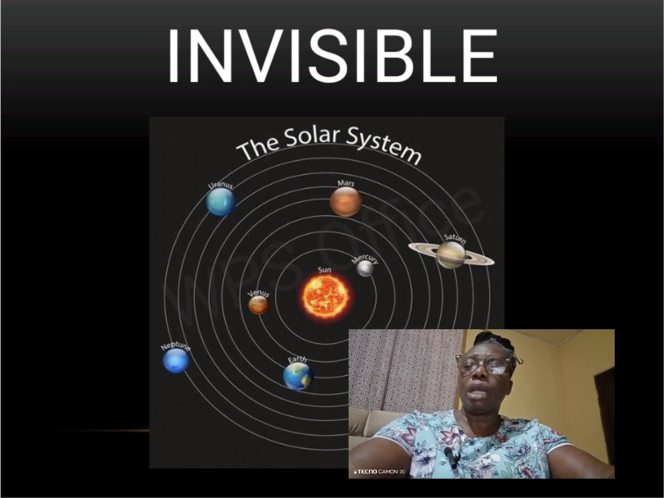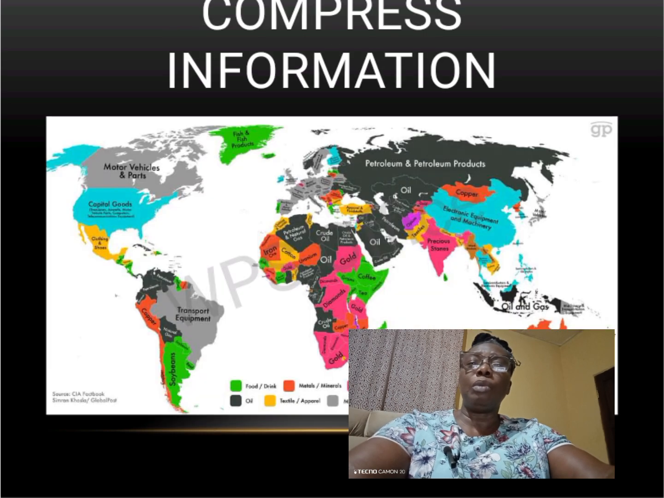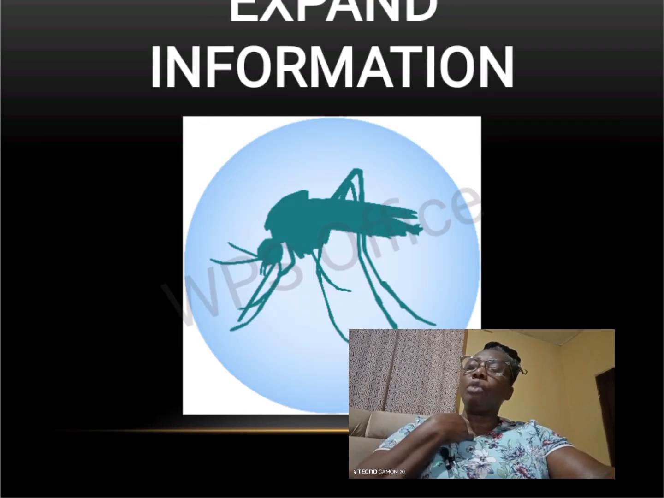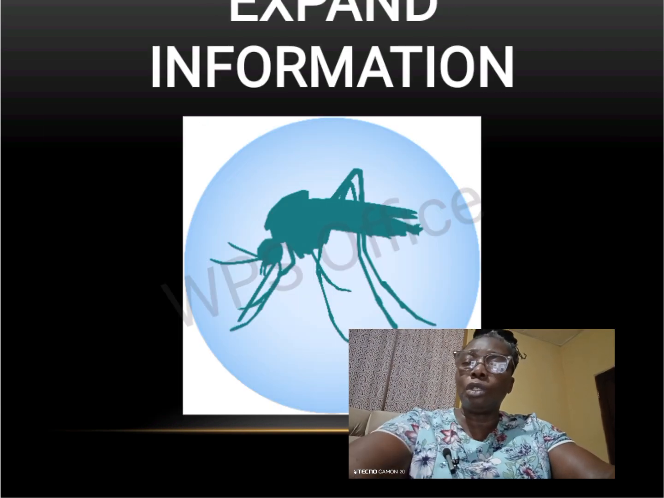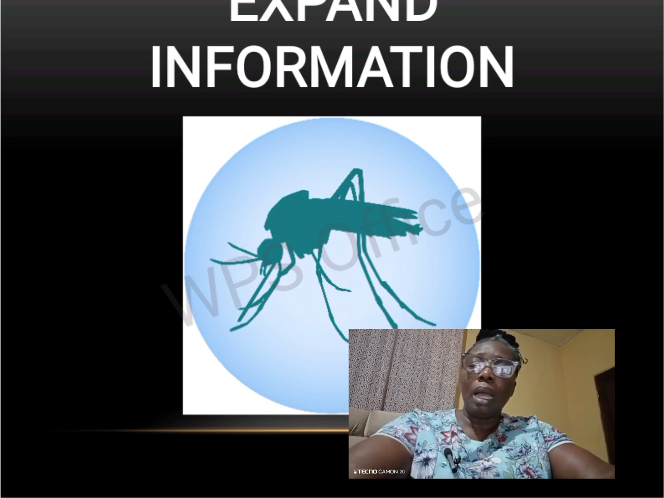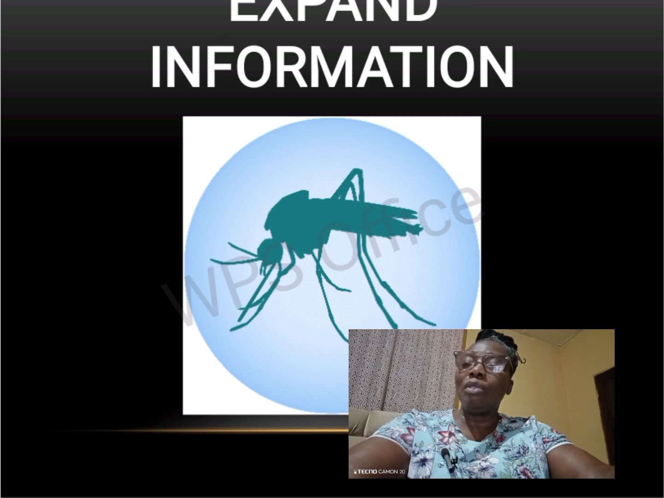Then we use a chart, graphics, to compress information. In this case, we have a map of the world on our computer. The world is very big, so we are compressing the information. Then we use it to expand information. I have a very huge mosquito on our system. If we had a mosquito this big, I don't think any of us would survive. But now we have a very big mosquito because we're expanding information for better understanding, for analysis, and so on.